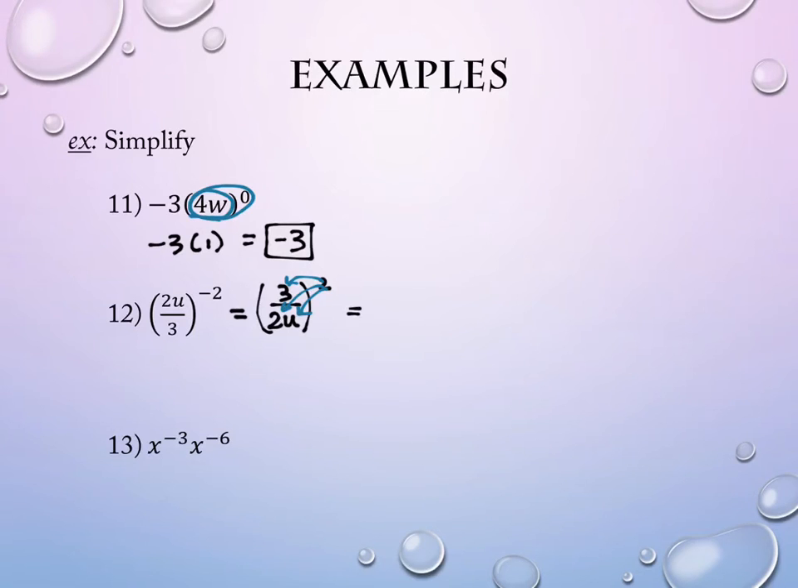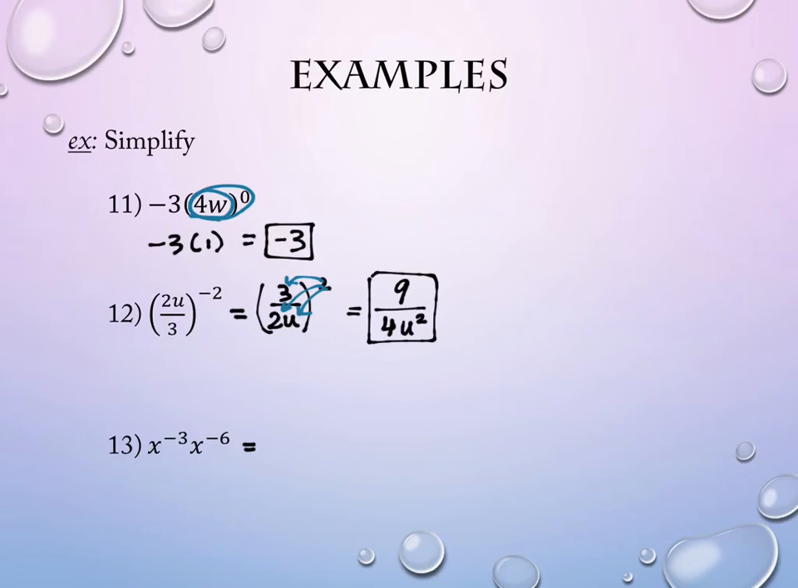I have 3 squared, which is 9. Whoa, hold on. Careful. I'm thinking 3 times 2. My bad. It's okay. Over 2 squared, which is 4. And in the denominator as well, I have u squared. Okay, any questions on that one? Cool.